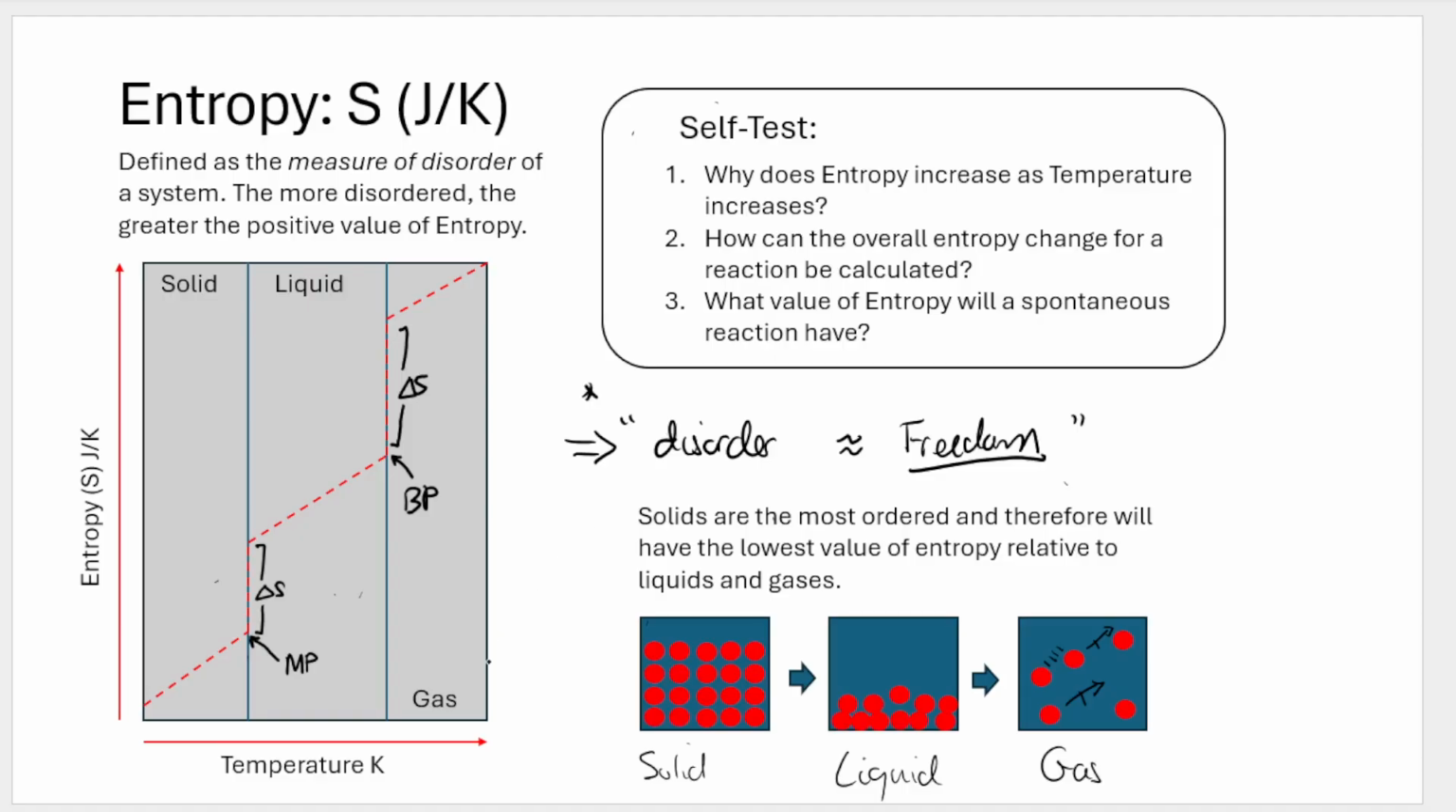On the left here I've got a graph that plots temperature on the x-axis against entropy on the y. We can see that as temperature increases, so does entropy. And as we go through the phase changes, we see that solids are the most ordered and have the lowest value of overall entropy, and gases the highest. This can be explained in terms of freedom, which is another way of looking at disorder, and that is if the molecules are free to move with their kinetic energy within their system, they are more disordered.